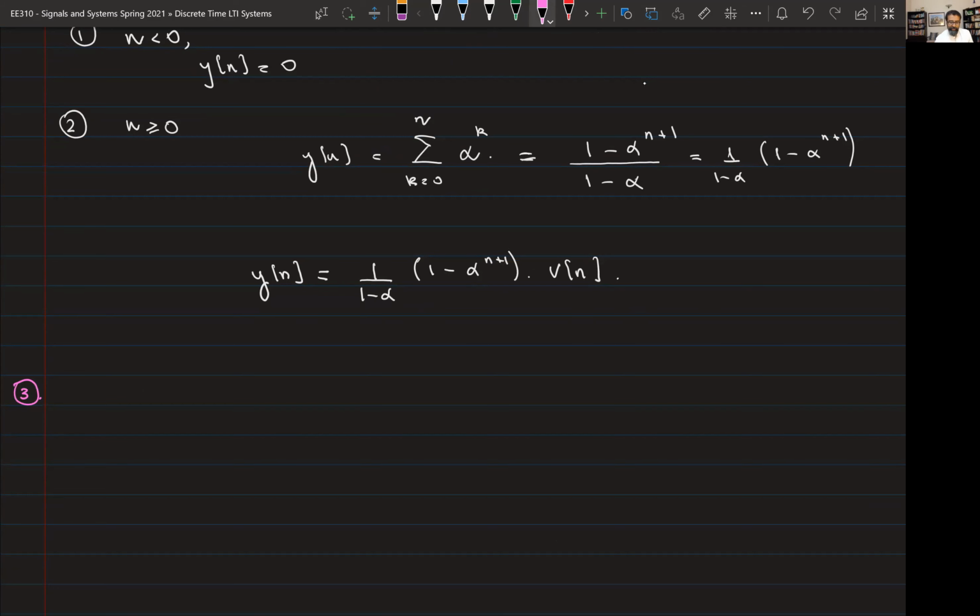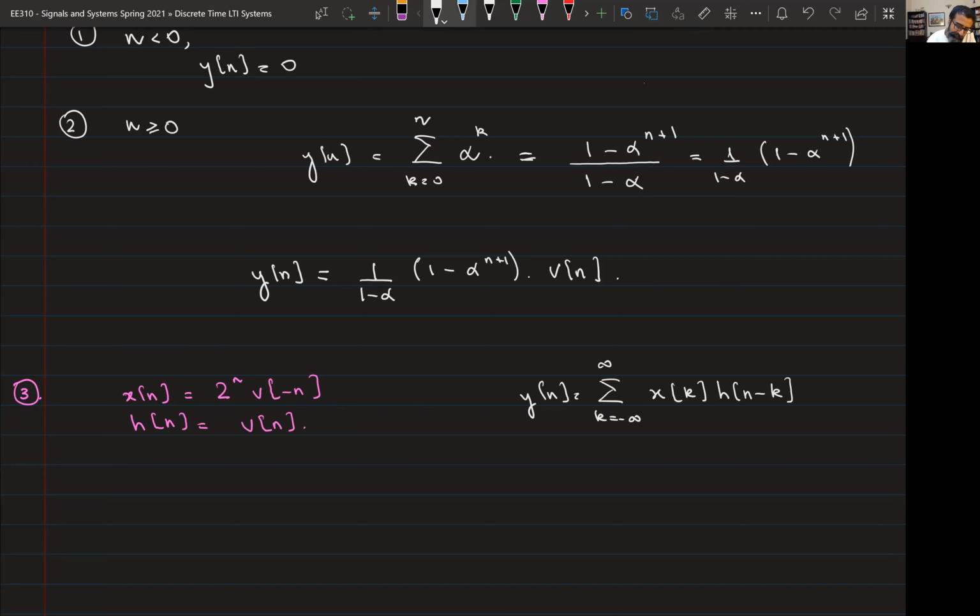Right. So I have x of n equal to 2 raised to power n u of minus n, and h of n equals u of n. I wish to compute the convolution. The convolution, of course, is y of n, which is equal to summation k going from minus infinity to plus infinity, x of k times h of n minus k.